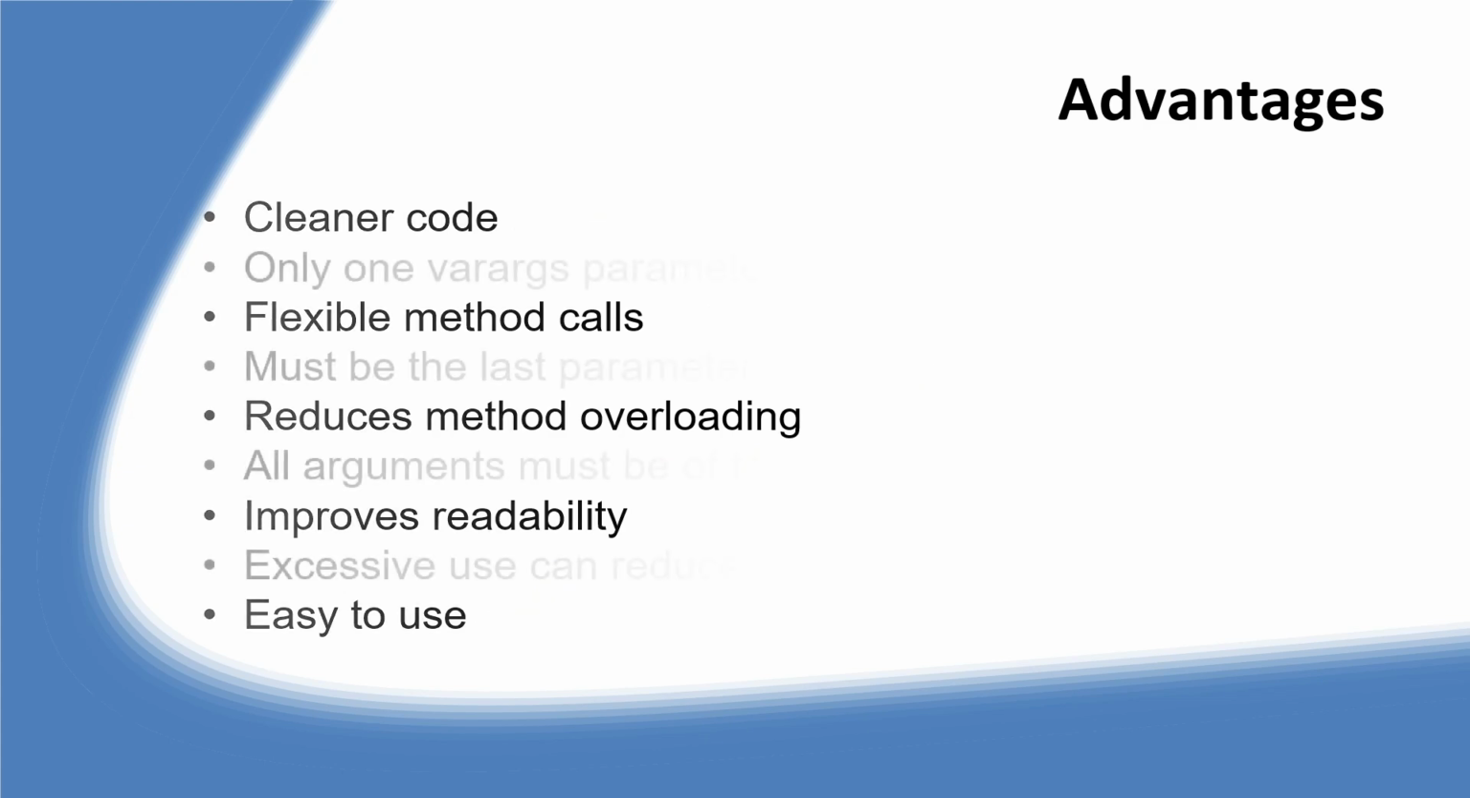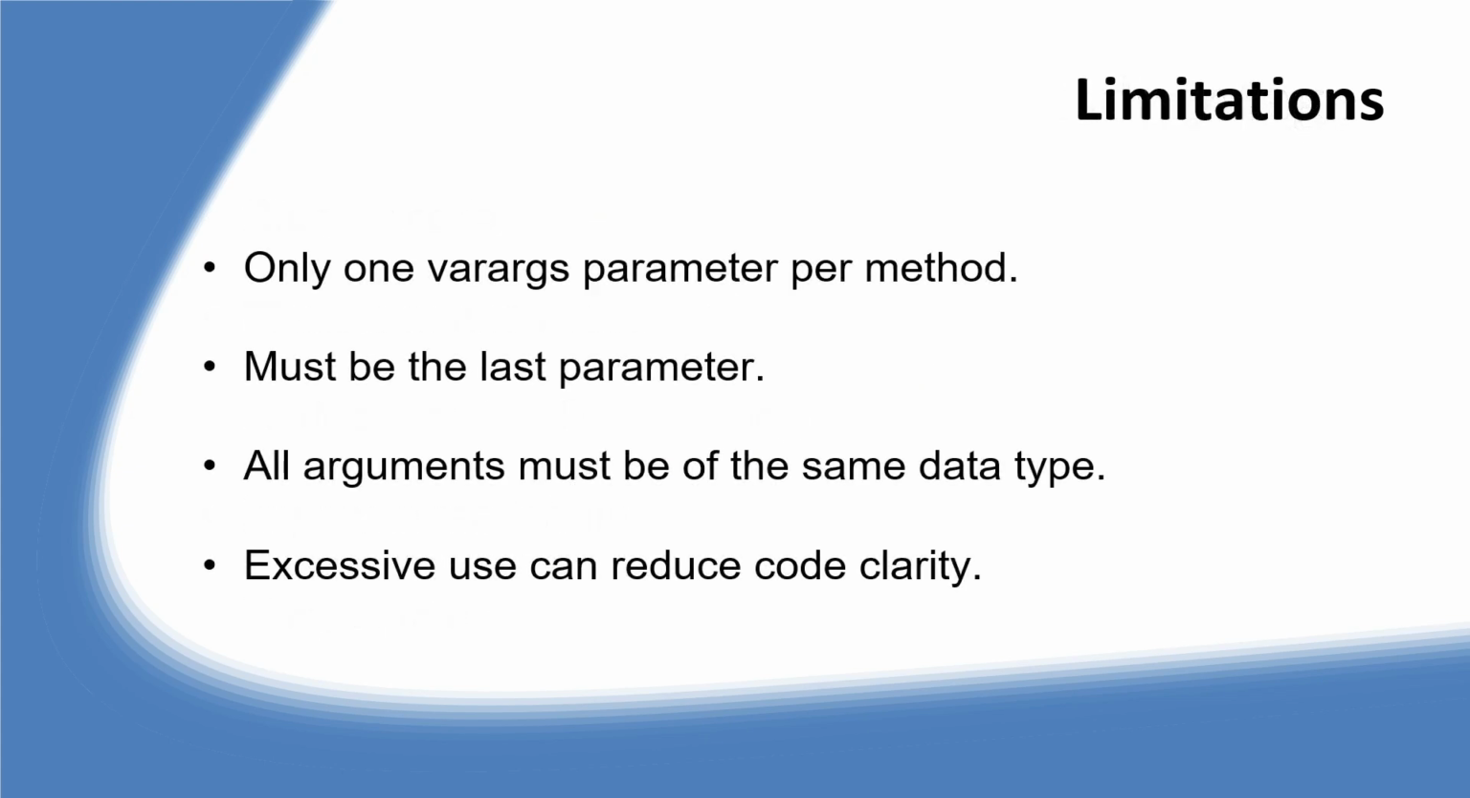Now, there are some limitations. Although Varargs are powerful, they have some limitations. They only work with one data type at a time. Only one Varargs parameter is allowed. We have seen some rules we need to follow: it must be the last parameter, only one variable argument can be provided in one method, and all arguments must be of the same data type. Excessive use can reduce code clarity. So these are some limitations of Varargs.